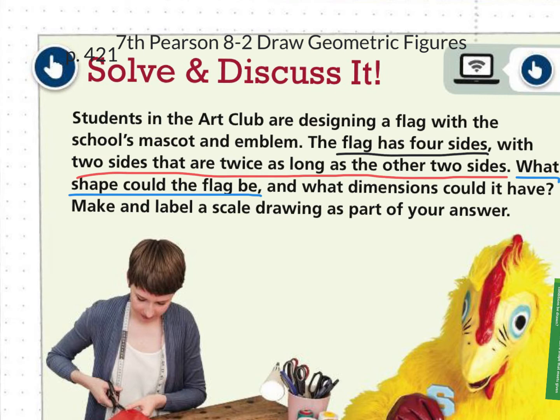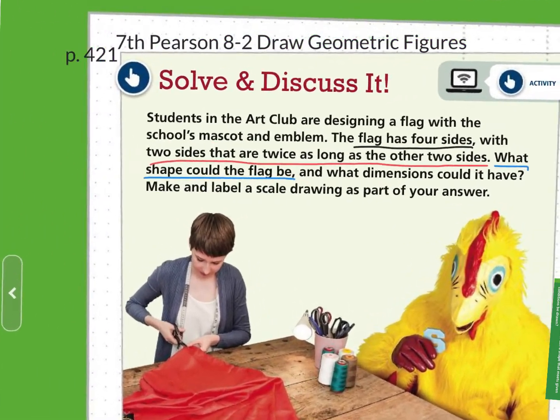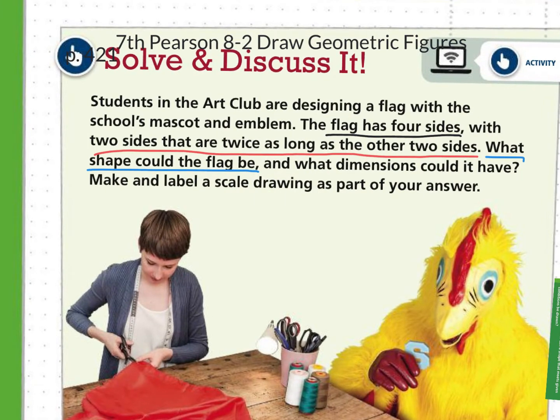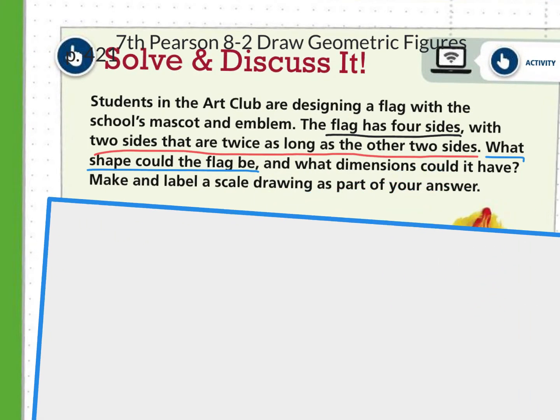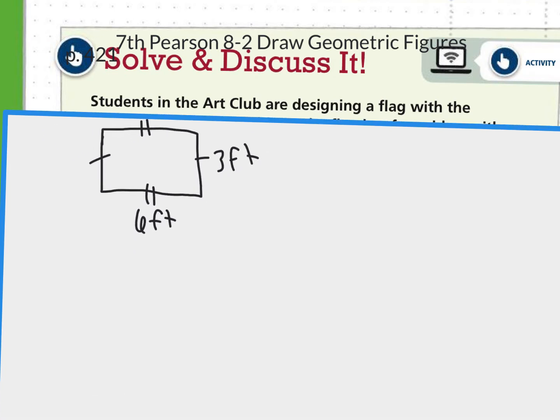But if we just focus on, so it's 4 sides, 2 sides are twice as long as the other 2 sides. So one thing that could work for that, which you might naturally think of for a flag, would be a rectangle. So a rectangle, if these are both twice as long as these, okay? And we could come up with dimensions, let's say this is 6 feet and this is 3 feet, for example. Okay, so that would be one option.